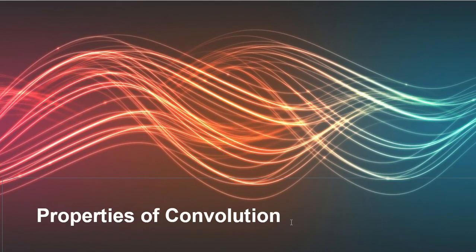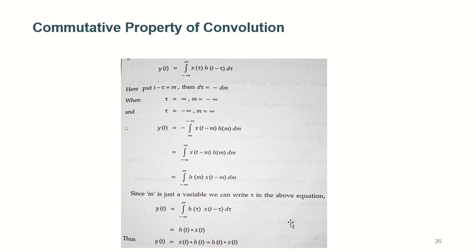Now let's see some of the properties, the three properties which I also mentioned in the beginning when we were just discussing convolution. So convolution has three properties. The first one is called the commutative property of convolution.